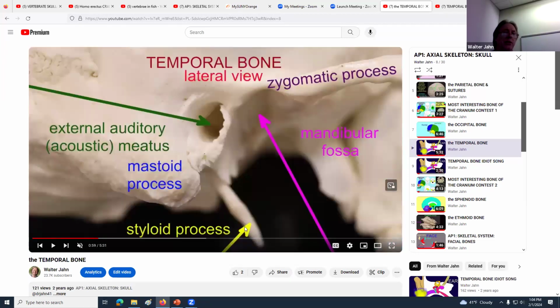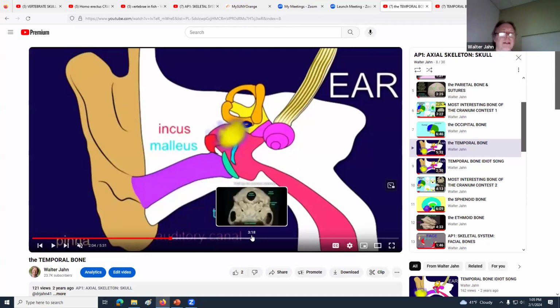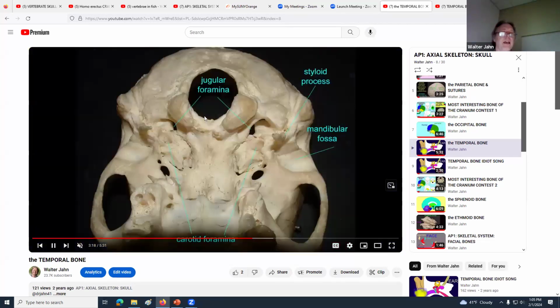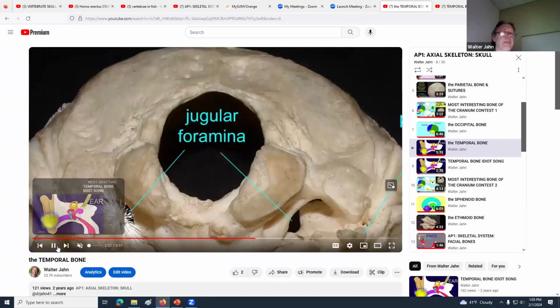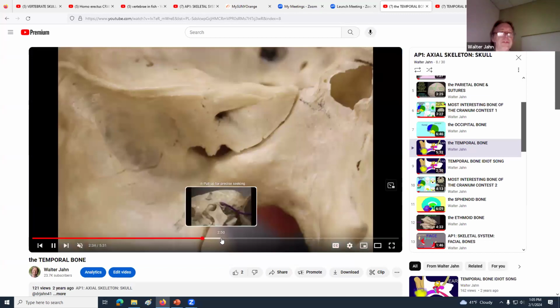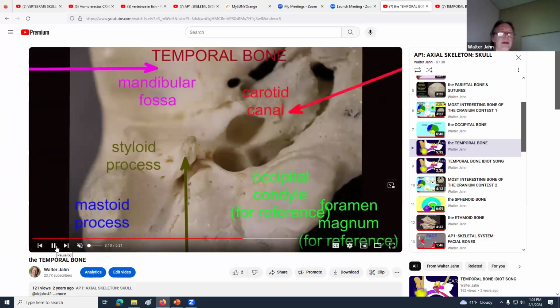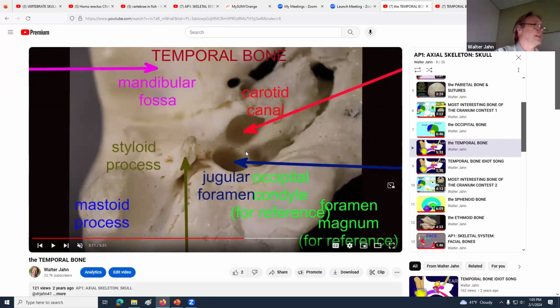There's a little process that your tongue helps to hang from called the styloid process there. And if you were to flip the temporal bone around, and you look at the inferior view, this is the foramen magnum here, the big one with the two occipital condyles. There are two holes in the temporal bone for the blood vessels of the brain. So oxygenated blood reaches through the carotid canal, venous blood comes out the jugular foramen there.